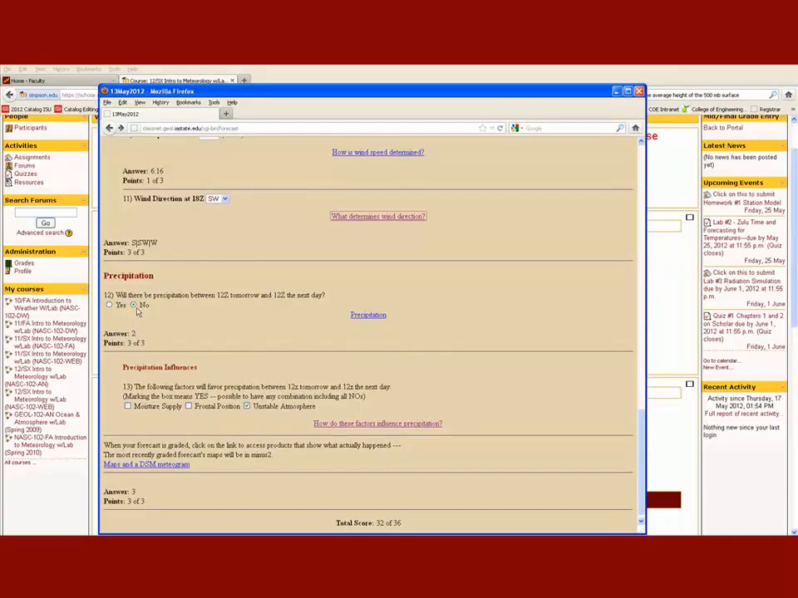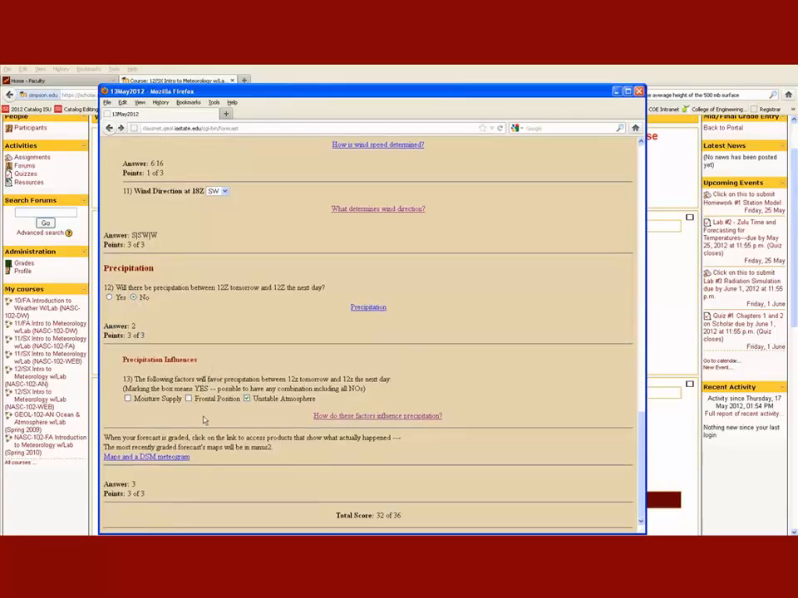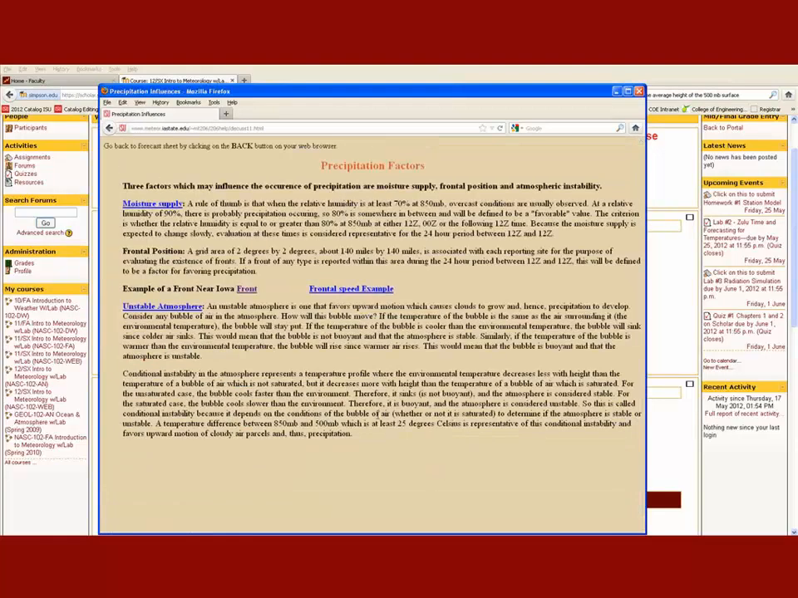Let's see. I said there was going to be no precipitation. The answer was the second choice, no. Got 3 out of 3 there. Precipitation influences. I said there would not be sufficient moisture, no front, but I said an unstable atmosphere. In other words, I predicted that there would be a 25-degree difference if you click on this. And for the unstable atmosphere, it says if you have at least a 25-degree difference between 850 and 500 millibars, then it is considered unstable.